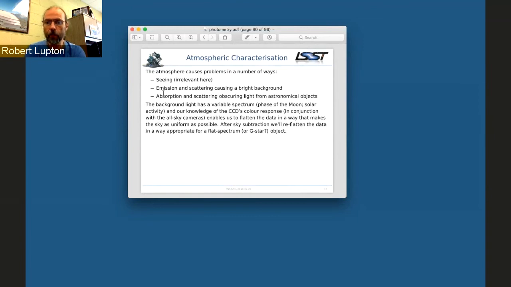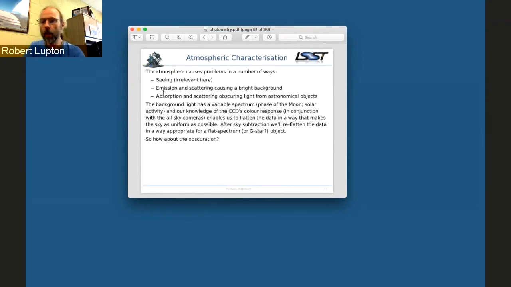After doing that, after sky subtraction, which is going to be done on the scale at least of the camera, 10 degrees, we can reflatten the data, now without the sky, to a flat spectrum source, maybe a G-star source. Jim Gunn says G-star because that's closer to reality. I don't think it matters.